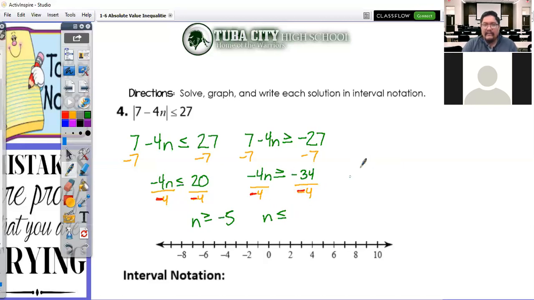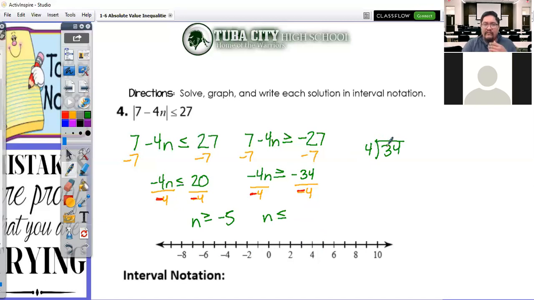I have a negative divided by a negative, so this means that it's going to become a positive. But I am going to get a number here, so I could reduce this. I could reduce it to like 17 over 2 or something like that. But that doesn't make a whole lot of sense because we want to graph it. We want to know where this is. So I'm going to go ahead and divide this.